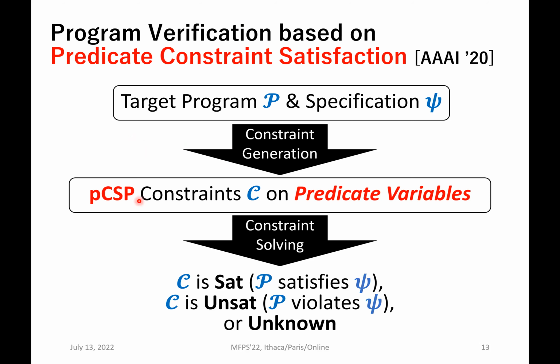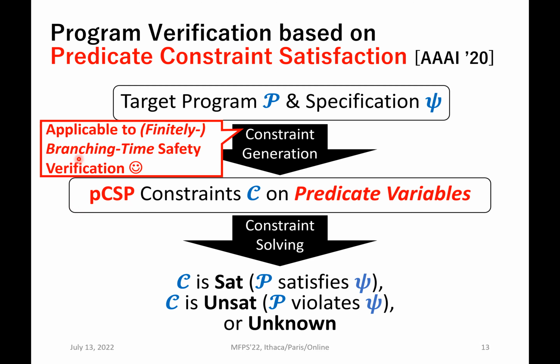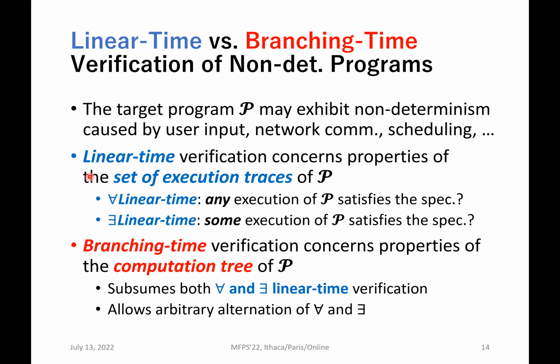By contrast, we extended the class of CSCs with the class we call PCSP so that we can apply the approach to finitely branching time safety verification. As most of you know, linear time verification concerns properties of the set of execution traces of the program. By contrast, branching time verification concerns properties of the computation tree of a non-deterministic program.